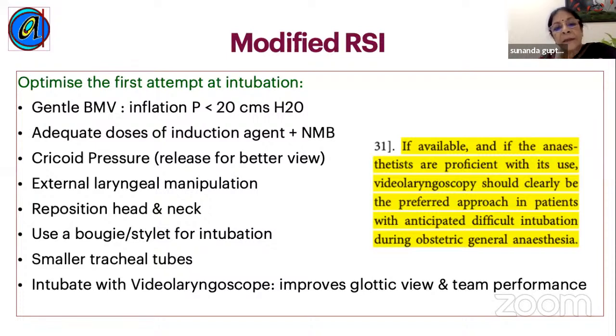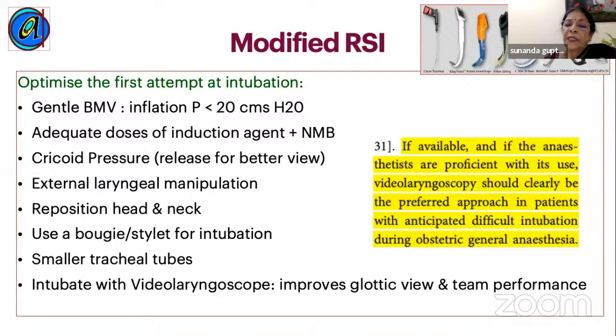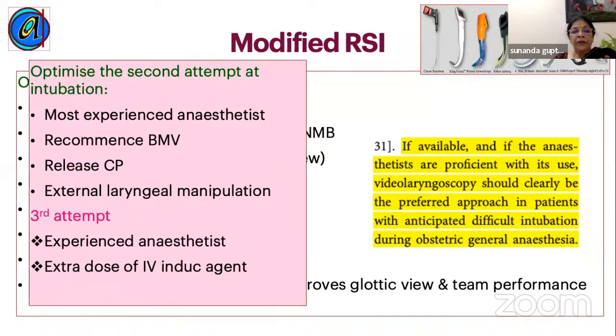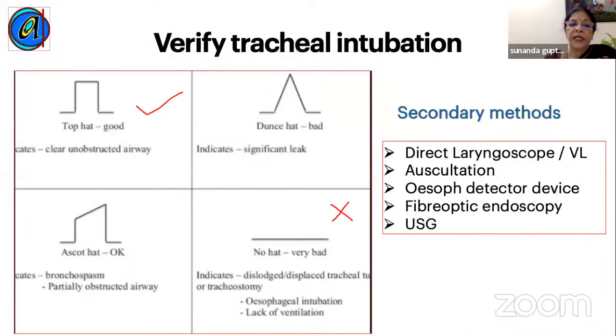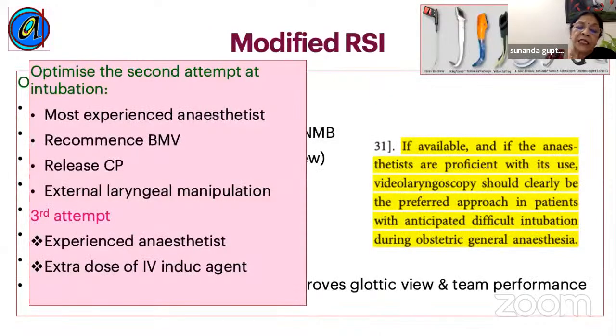And now they stress that if you know that your airway is difficult, why not use the video laryngoscope as the first equipment? If you're proficient with its use, because there's a whole lot of video laryngoscopes that you can see here, and you need to be proficient with the use of them. Apart from this, if it is a second attempt at intubation, call in the most experienced anesthetist, and recommence your bag mask ventilation at every stage when you start another method of intubation. Release the cricoid pressure, use external laryngeal manipulation. For the third attempt, again, make sure that your extra dose of IV induction agent is given.